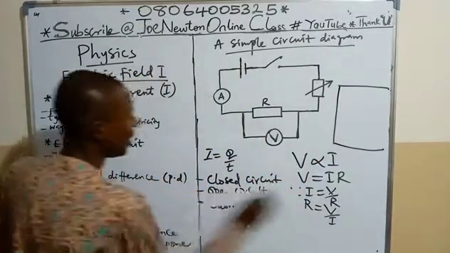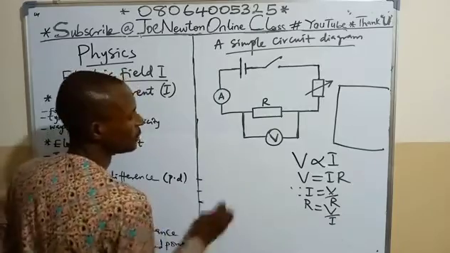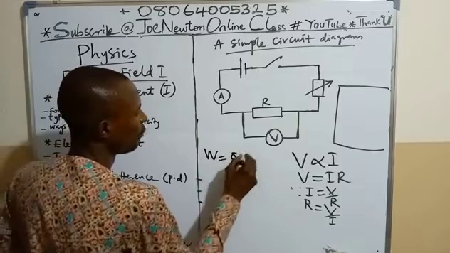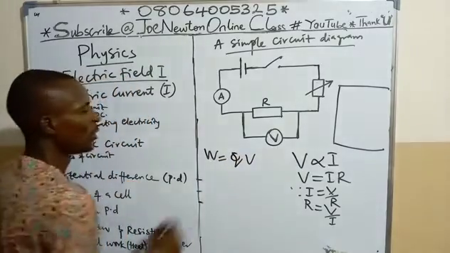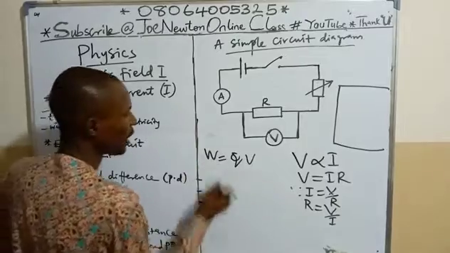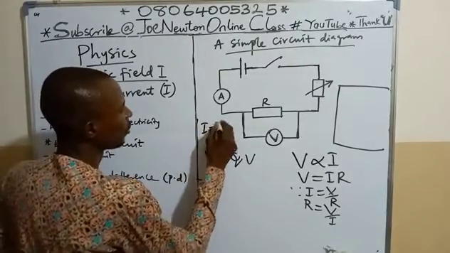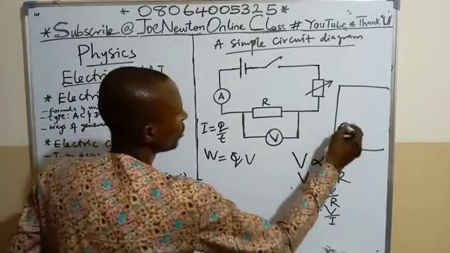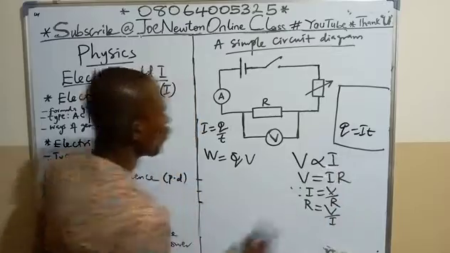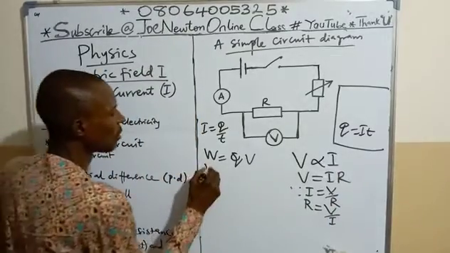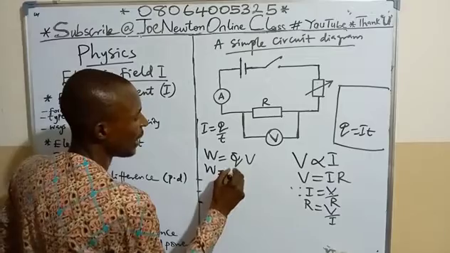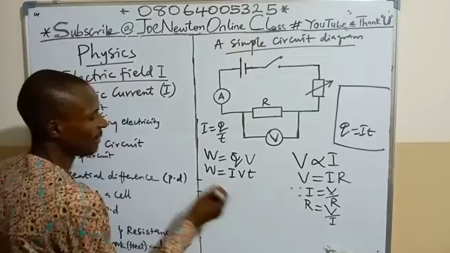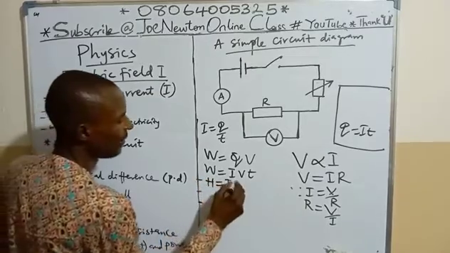Let's look at this. Electric work done in a circuit is given by work equals QV. If I use Q, I remember that I said I equals Q over T. From here you can see that Q equals IT. So when you substitute here, the electric work equals IVT. Similarly, the heating effect can also be IVT.